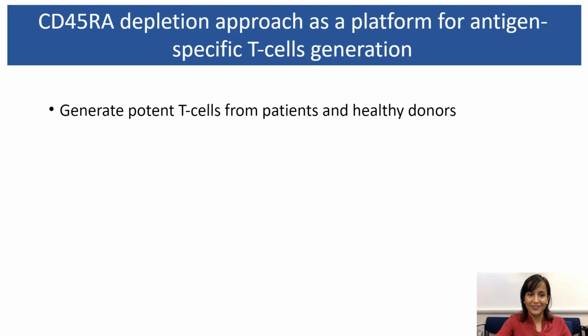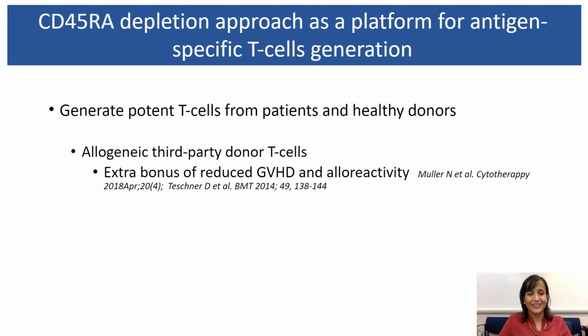In addition to all these effects, I would also like to point out this little extra bonus that in using these allogeneic third-party donor T cells, you also get reduced GVHD and alloreactivity, as we know that there have been various publications, there have been various groups who have indeed done CD45RA depletion to remove highly reactive T cells in using in immunotherapy. So our approach does also provide an effect in that.